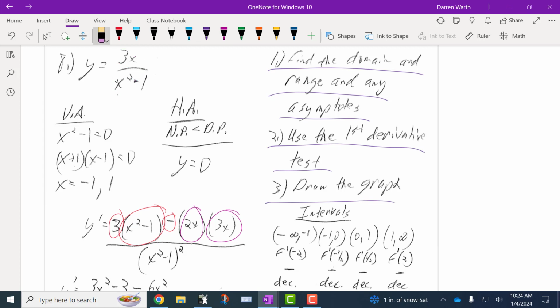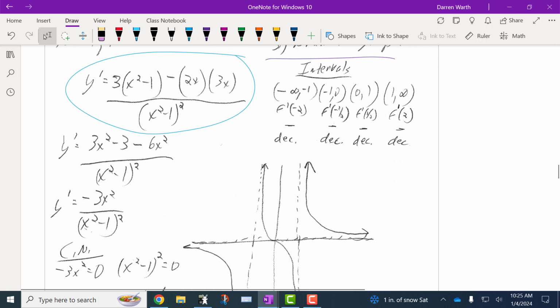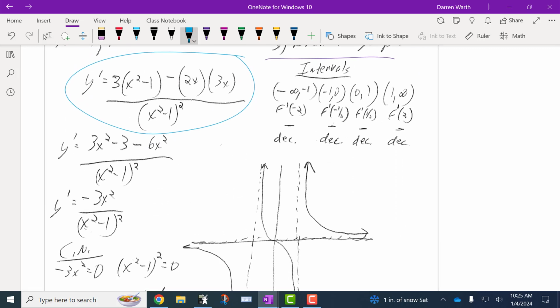So taking the denominator and squaring it, I got (x squared minus 1) squared. So here's my first derivative. I'm going to simplify it down a little bit, and then I'm going to go ahead and set the numerator equal to 0 and the denominator equal to 0 to find my critical numbers. So first off, you're going to notice that I distribute this 3.